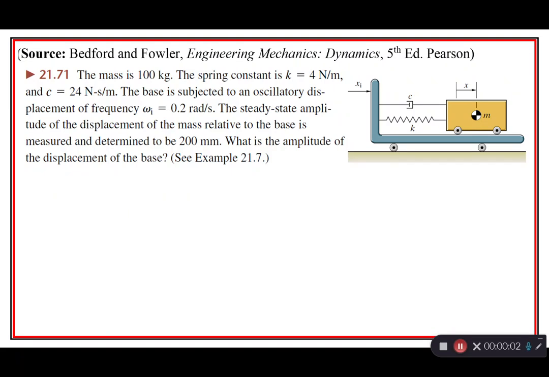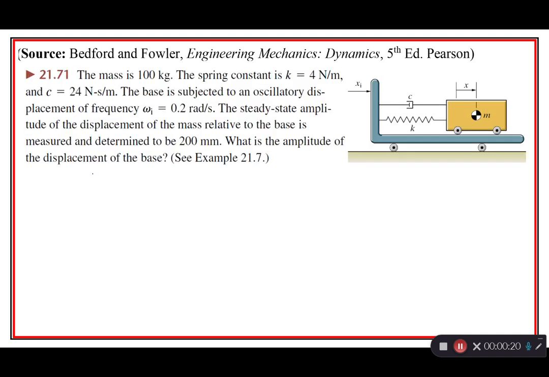Okay, continuing on with week 12. And here is another example from Bedford and Fowler. I'm not sure that it's too much different from the one we just did in the previous example, but here it is. It's on paper, so I feel like I got to do it. So this mass, oops, come on back. I keep doing that. I don't know why.